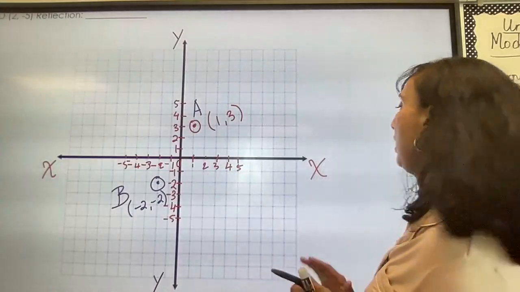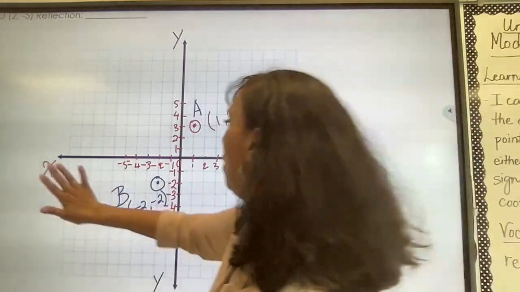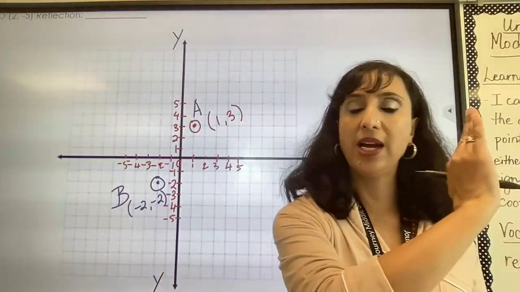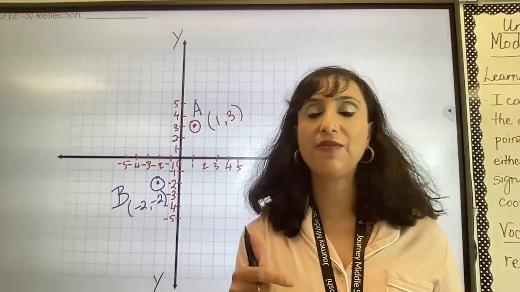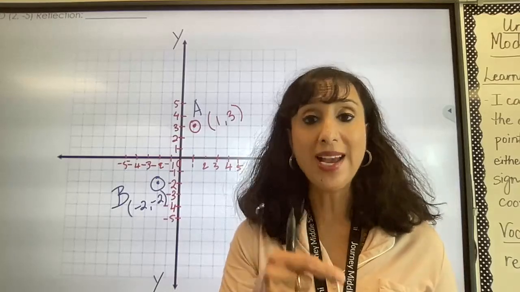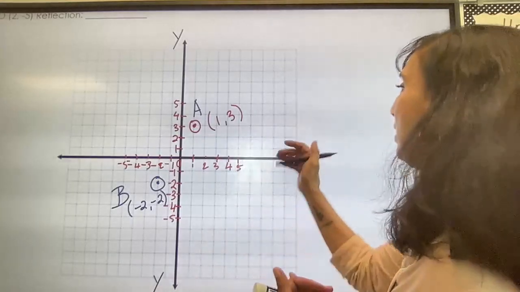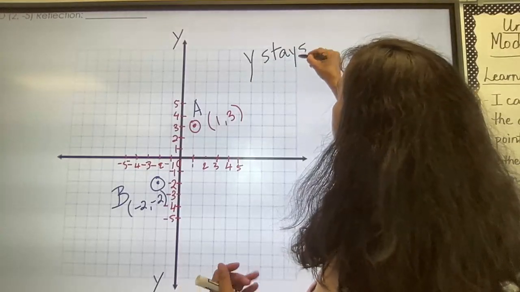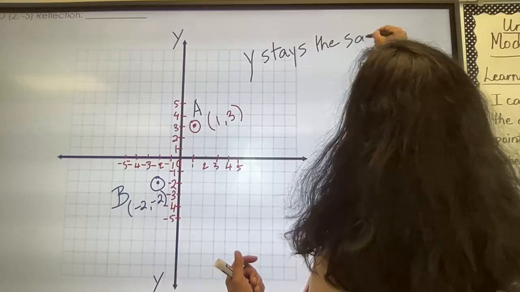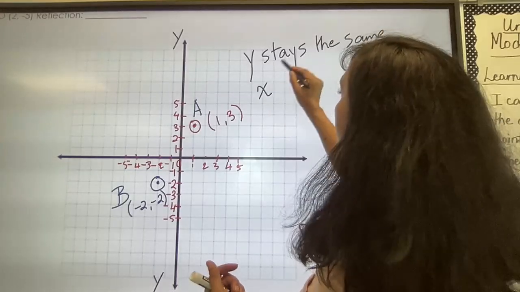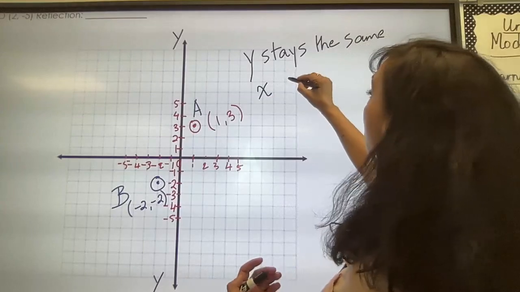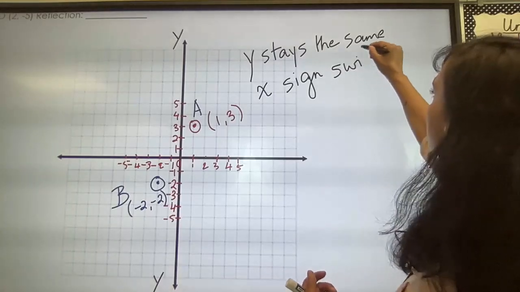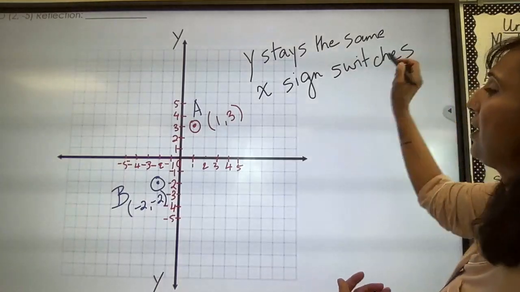All right, and if I am reflecting on the y-axis, remember it's going from side to side. And in the y-axis, if I'm reflecting it, my y stays the same. So if you're reflecting on the y, the y stays the same. And the x-coordinate sign will switch. The x-coordinate sign switches. Okay, so let's look at this one.